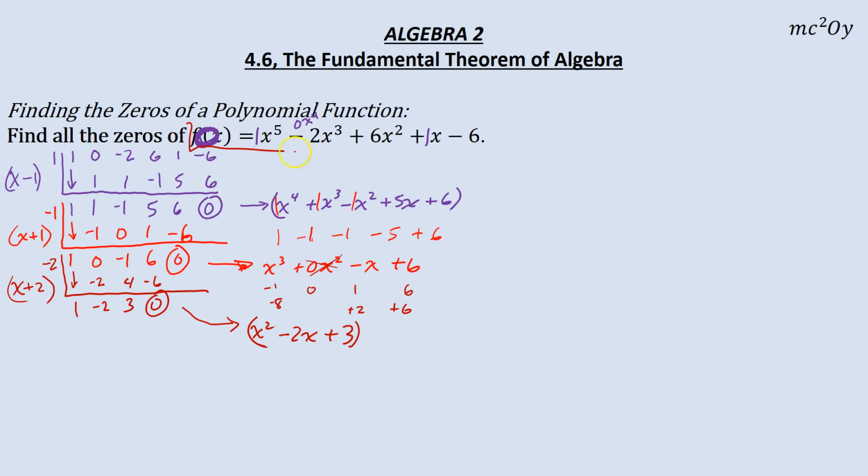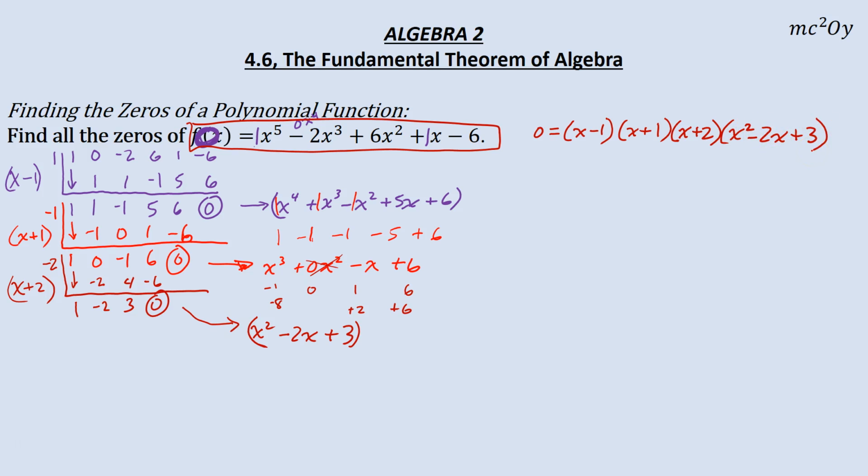So our original function factors to become 0 equals x minus 1 times x plus 1 times x plus 2 times x squared minus 2x plus 3. All right, so it's easy to solve these pieces.